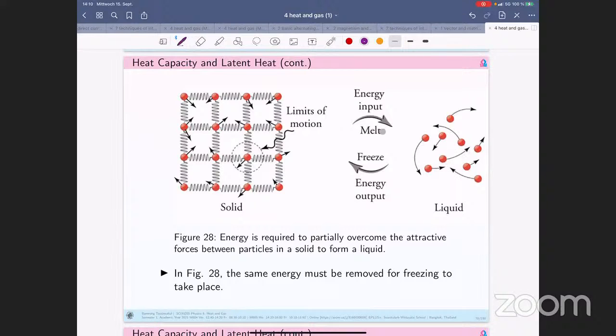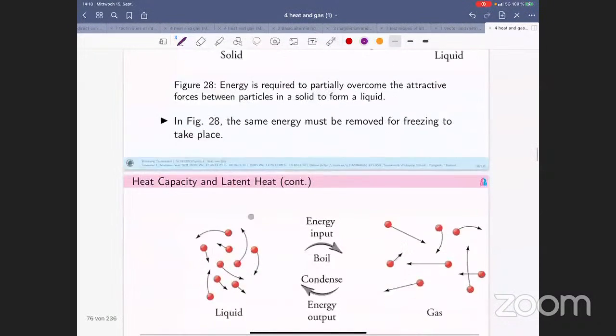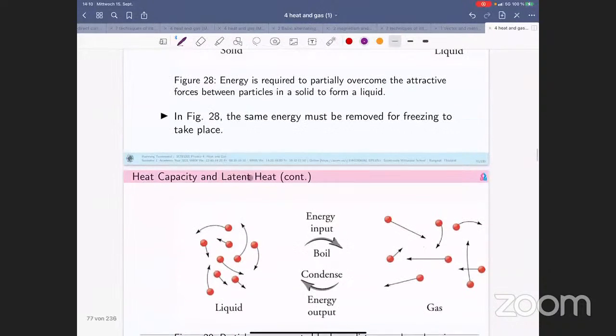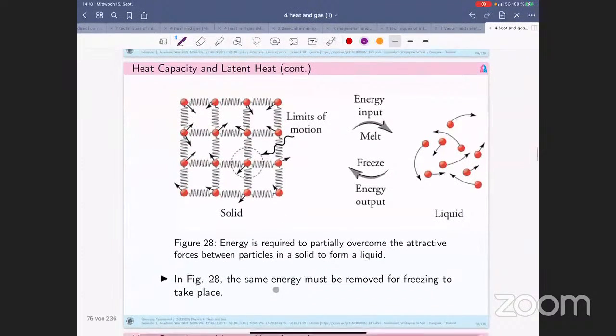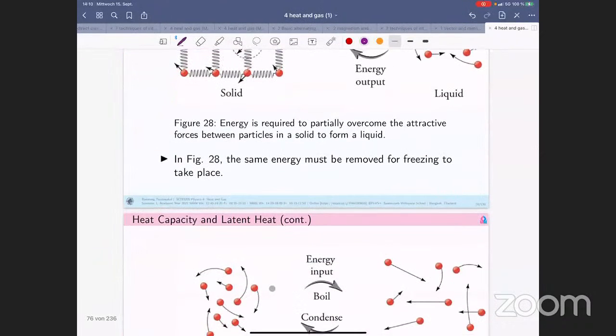And if we put the heat into the solid, we will get the liquid form, and it's called the melting process, right? And if we cool down the liquid form, we would get the solid state, and it's called the freezing process. We take the energy out of the liquid. In figure 28, the same energy must be removed for freezing to take place.